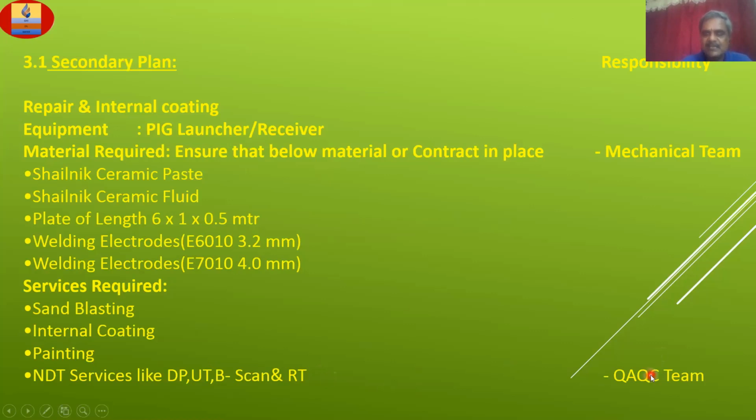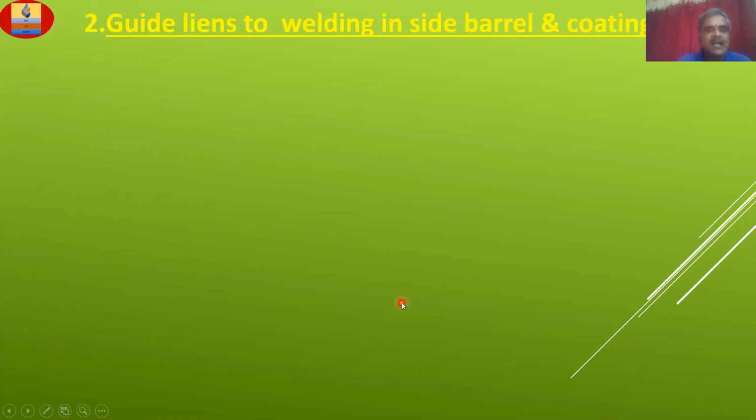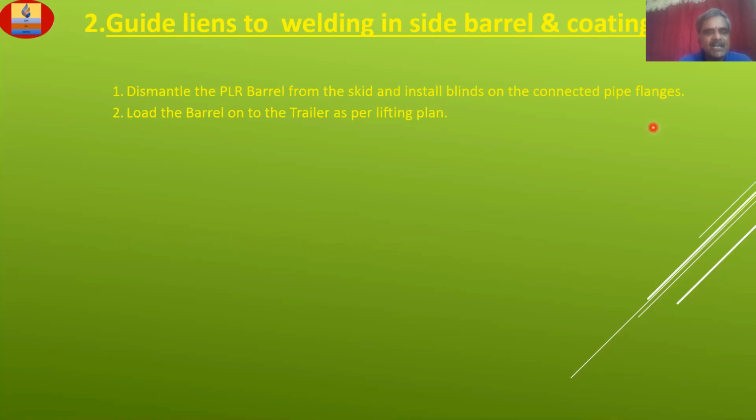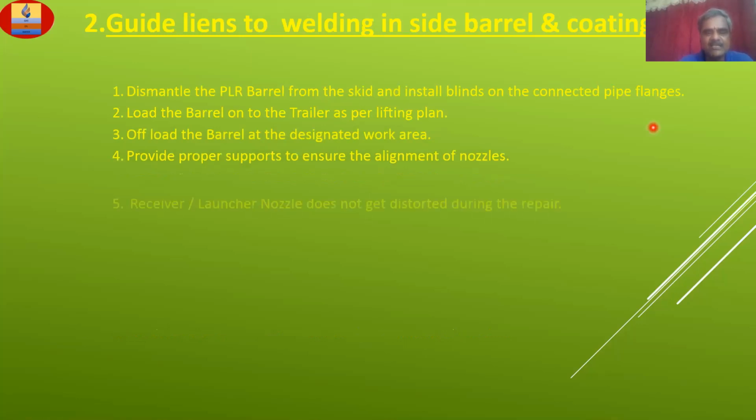These are the responsibilities of QAQC. Guidelines to welding inside the barrel and coating. Once welding is completed, you have to do coating inside. Dismantle the PLR barrel from the skid and install blinds on the connected pipe flanges. Load the barrel on the trailer as per lifting plan. Offload the barrel at the designated work area.